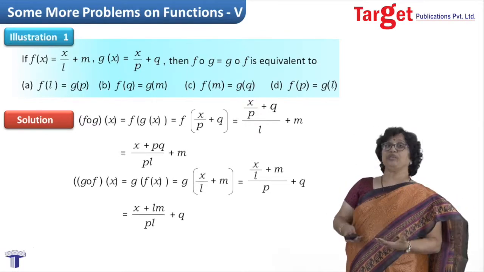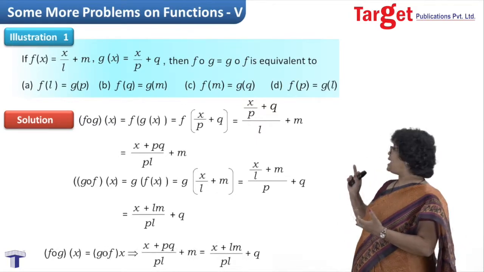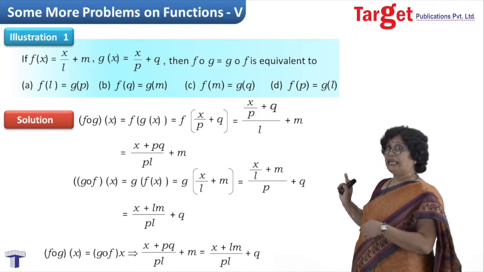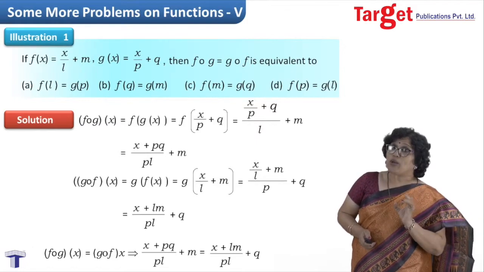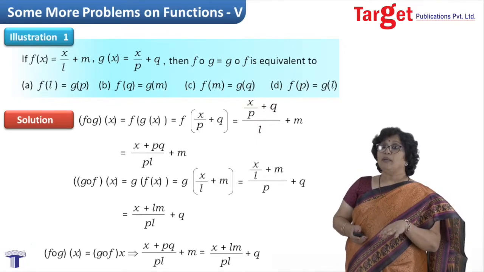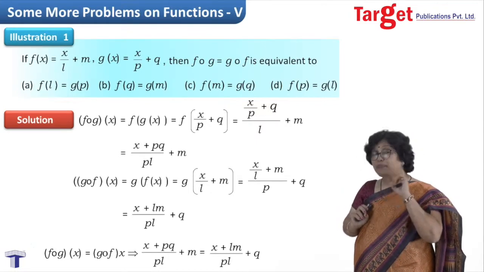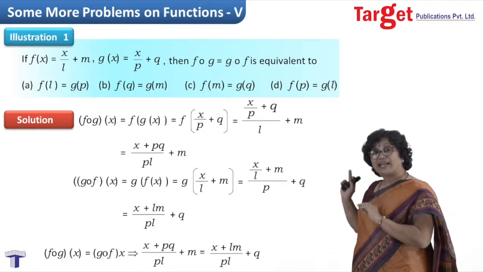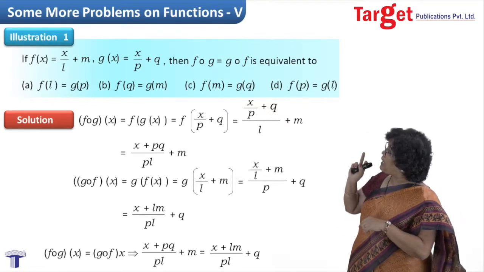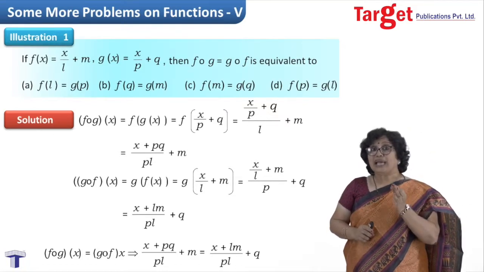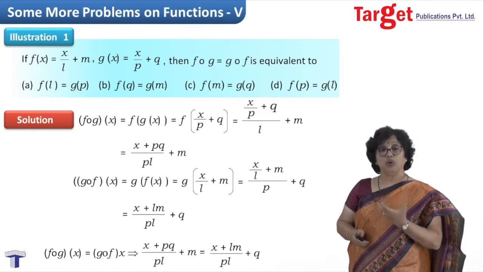I have to use fog equal to gof, right? I do that exercise and I write x plus pq upon pl plus m equal to x plus lm upon pl plus q. That x upon pl is going to get cancelled, that I can see. But when I cancel that, I will be left with pq upon pl, even that p will get cancelled, and then on the left hand side, I will have q upon l plus m. Now when I look up there, f(x) is given to be x upon l plus m. So q upon l plus m would be nothing but f(q).